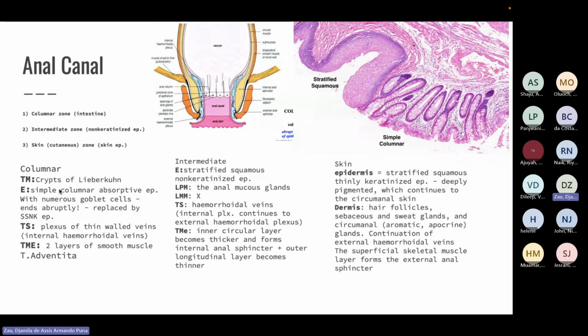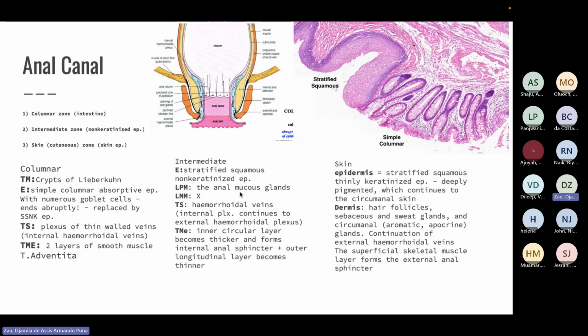This is going to end abruptly. There's going to be an abrupt change, and it's going to be replaced by stratified squamous non-keratinized epithelium, which is going to signify that you are now in the intermediate zone. In the intermediate zone, you're going to see stratified squamous non-keratinized epithelium.